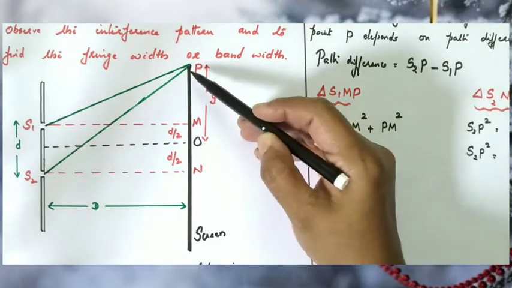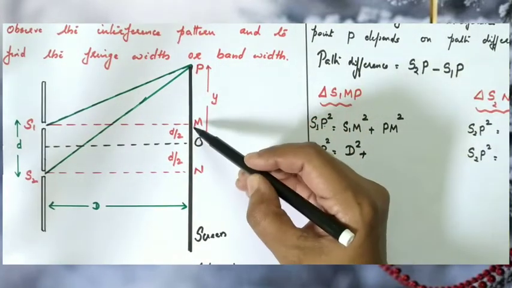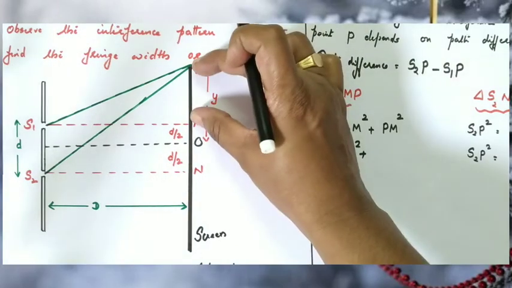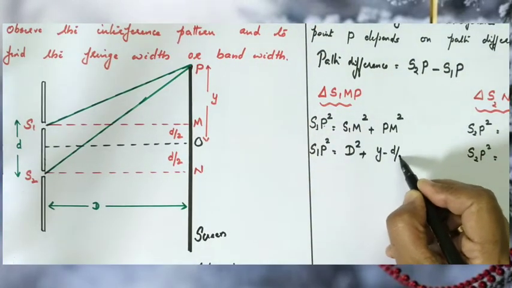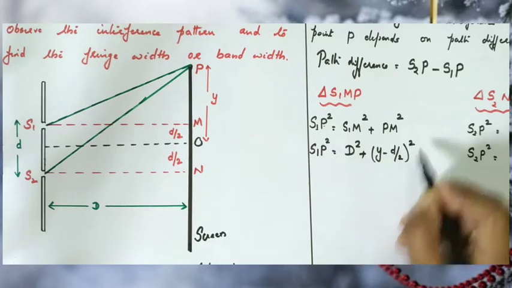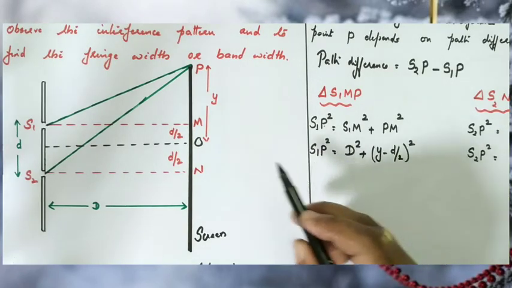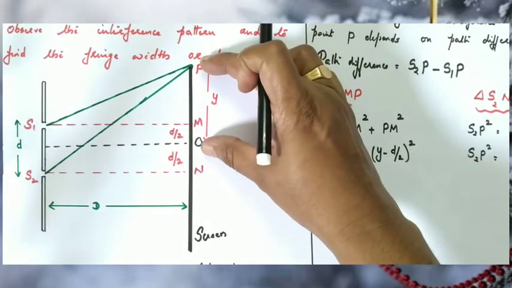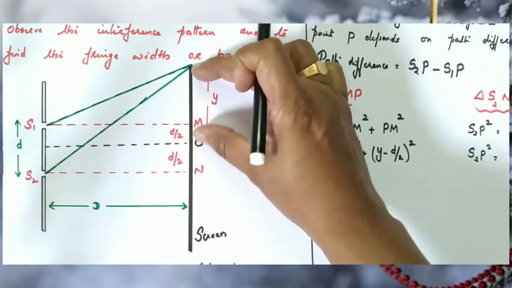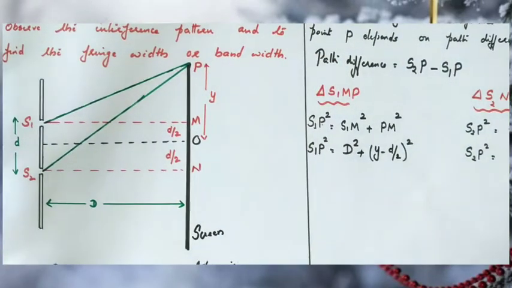From the center point to the point P is Y. Here this distance is D by 2. What is the value of PM? PM equal to Y minus D by 2, isn't it? Whole square. So S1P square is equal to D square plus PM square. From center point to P is Y, this distance is D by 2, so this distance is Y minus D by 2.